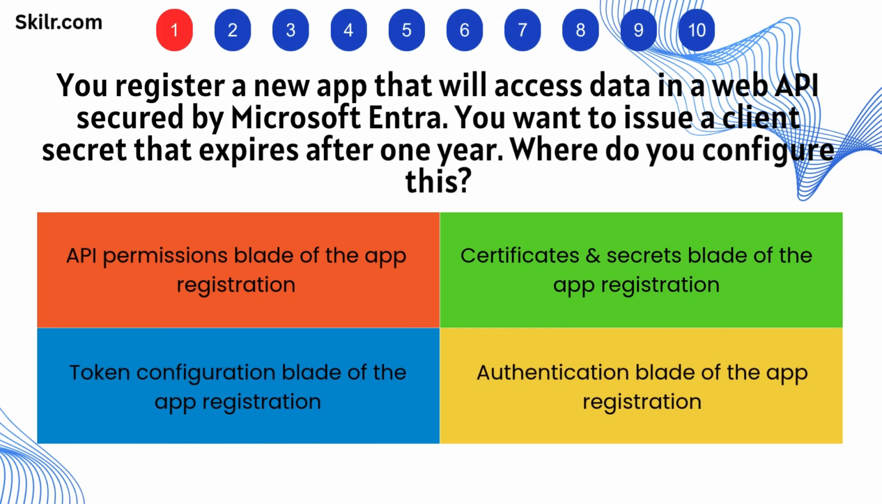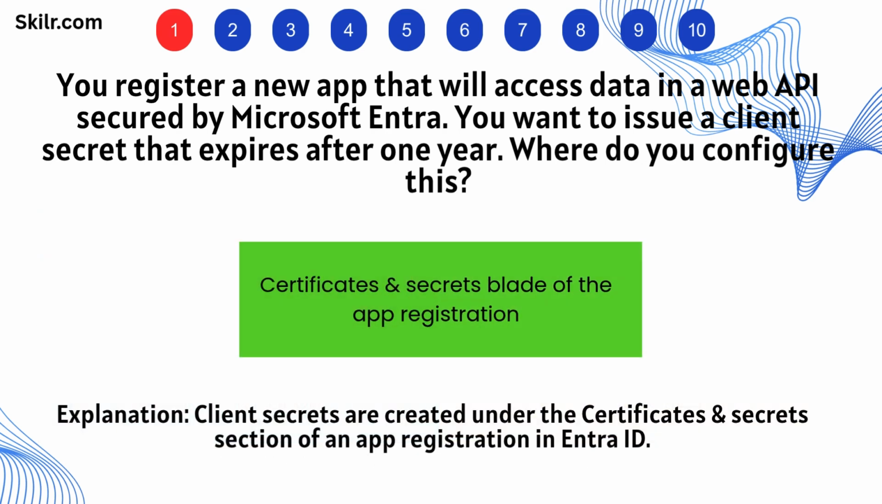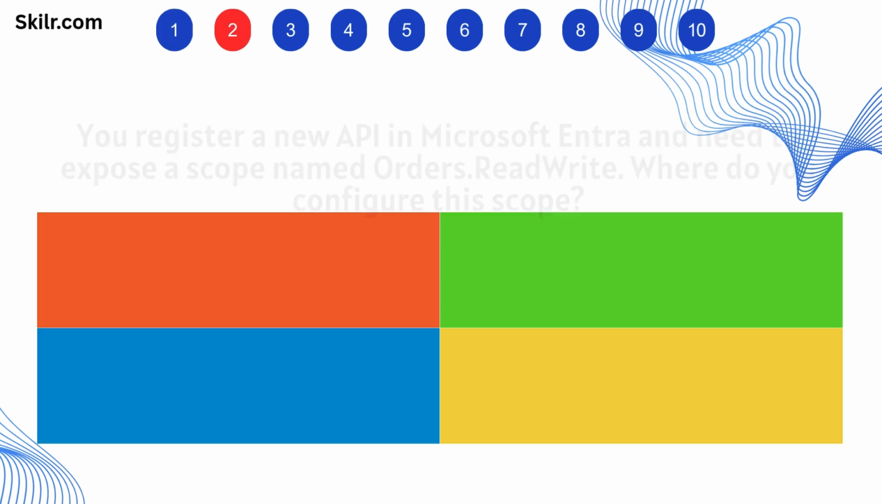Question 1. You register a new app that will access data in a web API secured by Microsoft Entra. You want to issue a client secret that expires after 1 year. Where do you configure this? The correct answer is Certificates and Secrets blade of the app registration, as client secrets are created under the Certificates and Secrets section of an app registration in Entra ID.